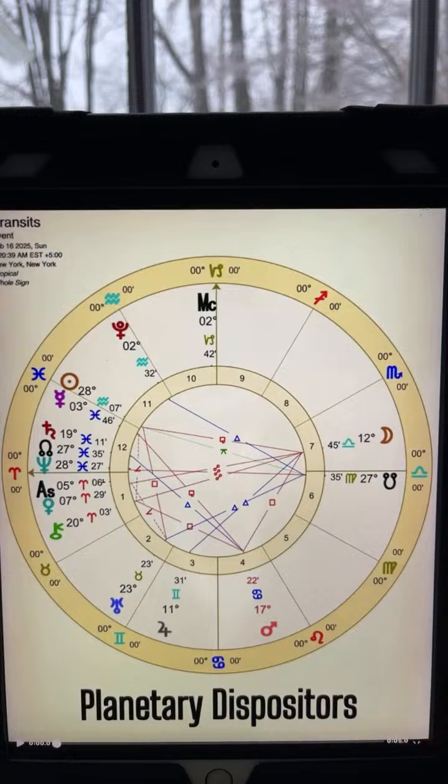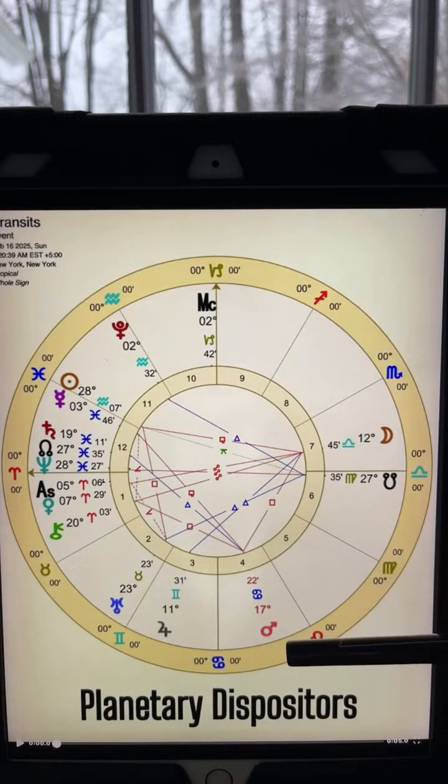When we see the word dispositors, think of it as disposition. If we think about a person's disposition, we would be talking about their inherent qualities, their inclinations, their tendencies. And it's the same when we're talking about planetary dispositors. Basically, what we're looking at is a planet moving through the different signs and houses, and it takes on the disposition of the ruling planet of the sign it's moving through.